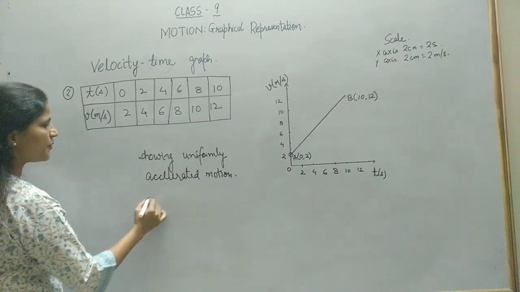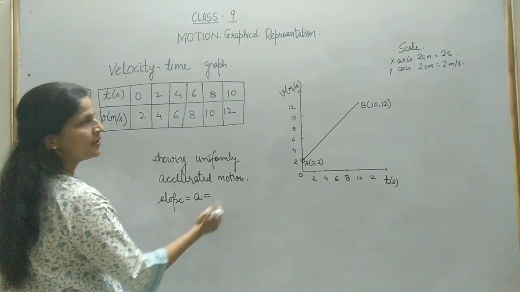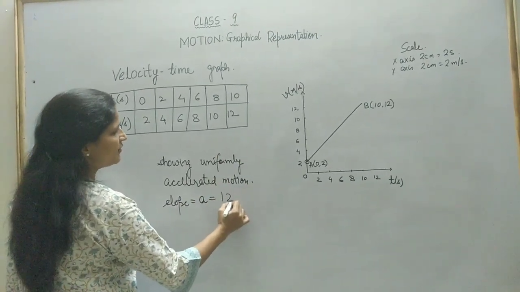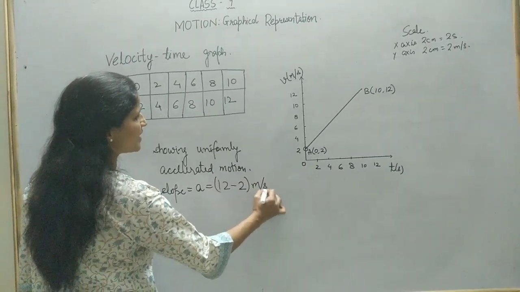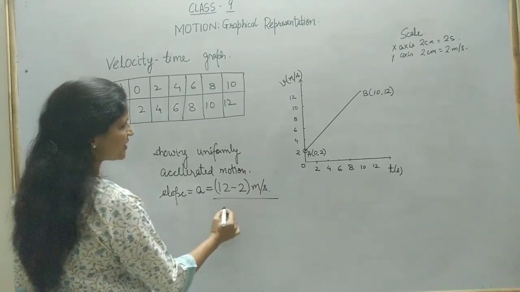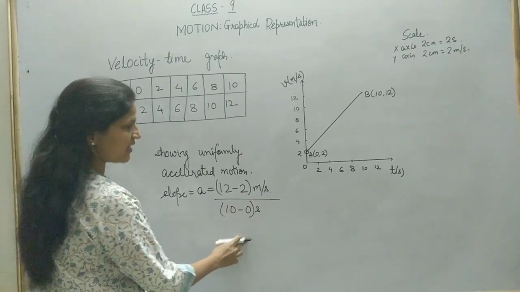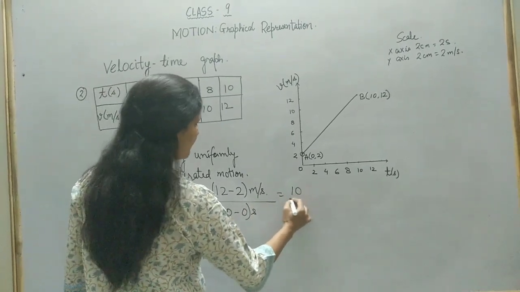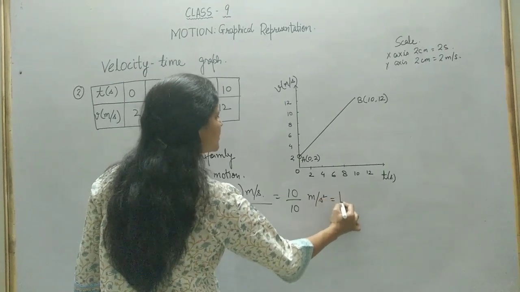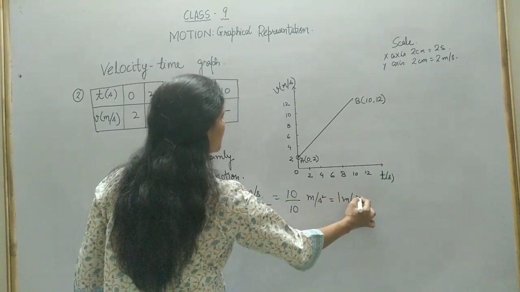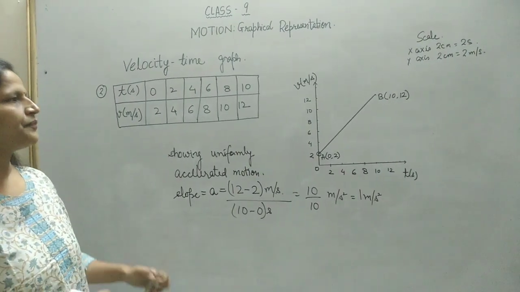Finding out the slope using the formula, and remember slope gives us acceleration. Y2 is 12, Y1 is 2. Both the values are in meter per second. X2 is 10 and X1 is 0. These values are in seconds. So we get here 10 upon 10 meter per second square, which is equal to 1 meter per second square. So this is the acceleration represented in this graph.